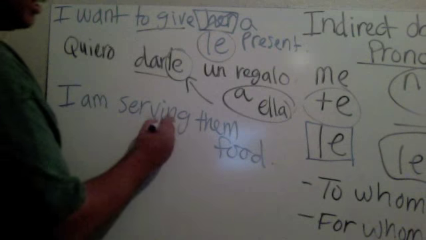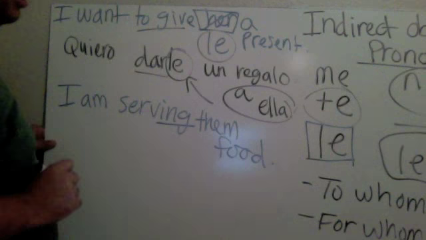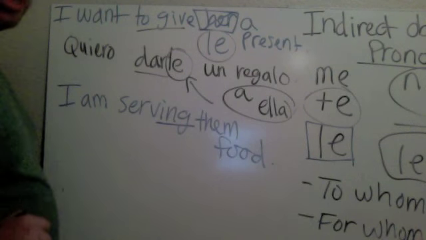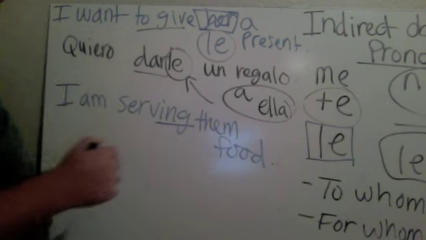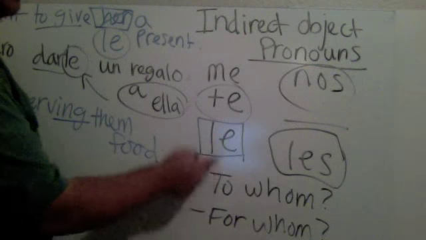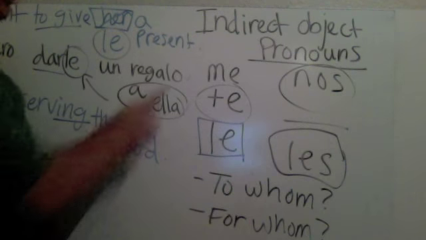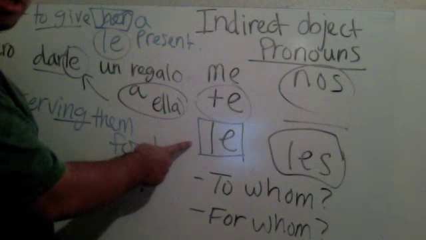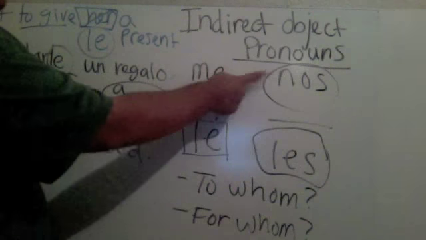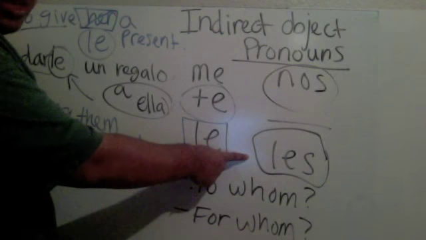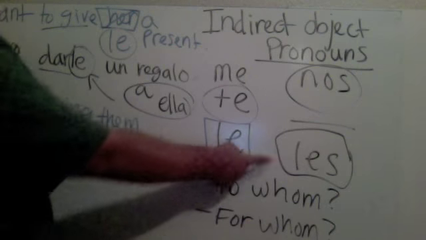Notice the ing. Let's say I'm doing it right now. That's going to be present progressive. But before I even translate the sentence, I am serving food to whom? To them. Which one of these is to them? To me, to you, to him, to her, to you, formal. No. To us, to them, males, to them, females, to you all, to them. Les, that's the one we want.